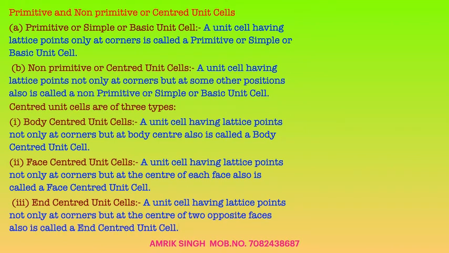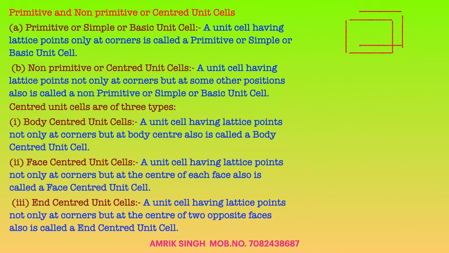Now, centered unit cells are of three types. Body-centered unit cell: a unit cell having a lattice point not only at corners but at the body center also is called a body-centered unit cell. Face-centered unit cell: a unit cell having lattice points not only at corners but at the center of each face also is called a face-centered unit cell. End-centered unit cell: a unit cell having lattice points not only at corners but at the center of two opposite faces is called an end-centered unit cell. You can summarize that all unit cells at least have lattice points at the corners. Let us understand this with the help of a diagram.